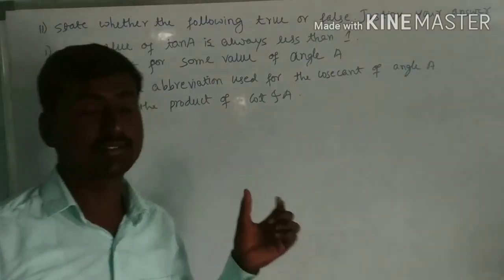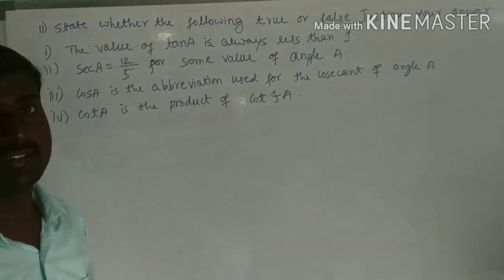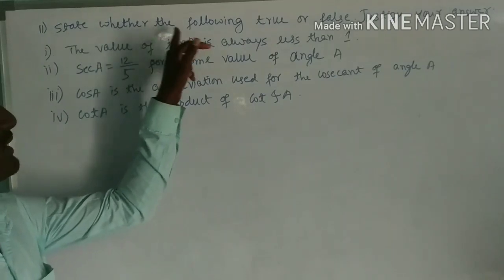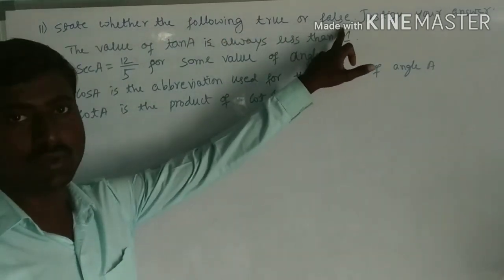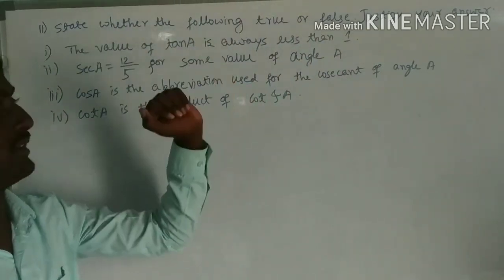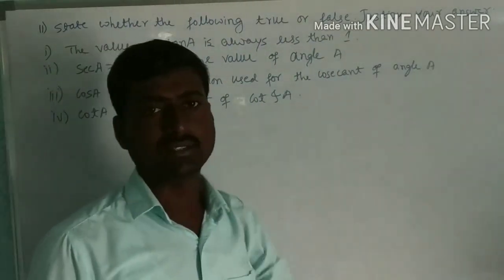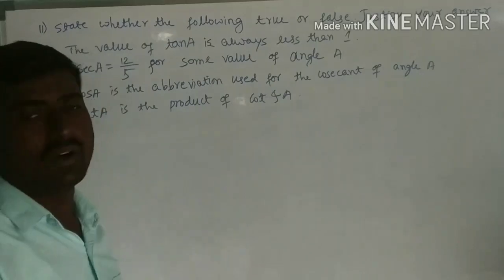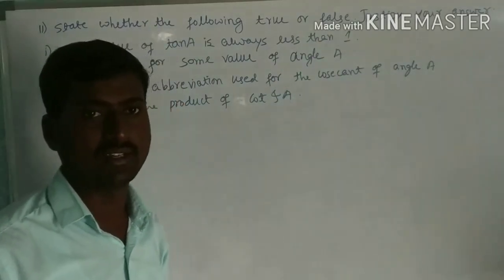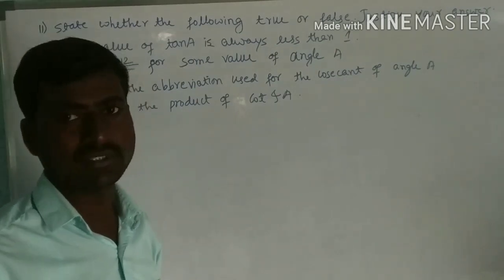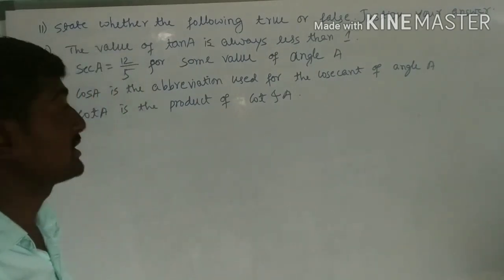Students, today we shall discuss the last question in the exercise. The question is, state whether the following are true or false. We have to check whether the following are true or false. Justify your answer. It may be true or it may be false, but I have to justify the answer. Why it is true, why it is false. I have to give the reason. Justify means you have to give the reason. Let us see the first question.